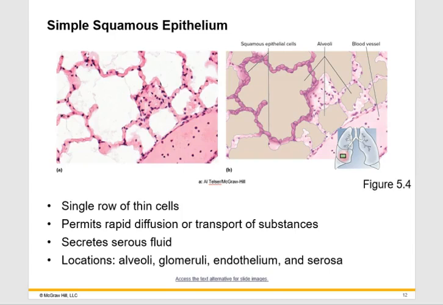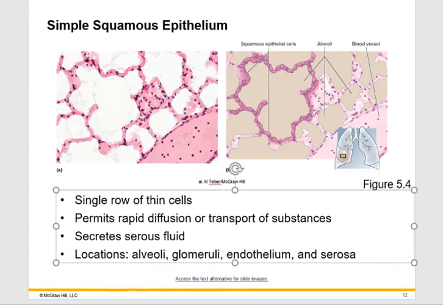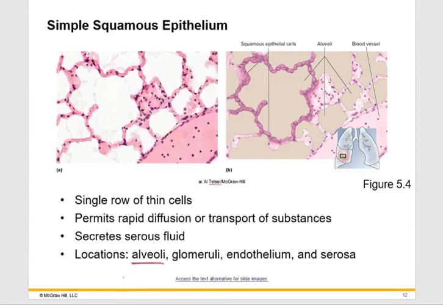We find simple squamous epithelium in the alveoli of the lungs. That's this term. In the glomeruli, which are part of the kidneys, where we want things to just filter through. And then in a few other places, but that's really the main two I want you to recognize. So if we look at this picture at the top, this right here is representing a basement membrane. You can see we have a single layer of thin cells on top.